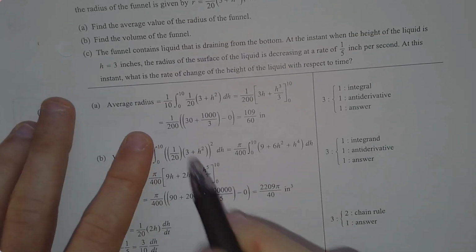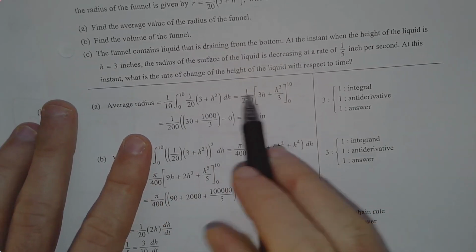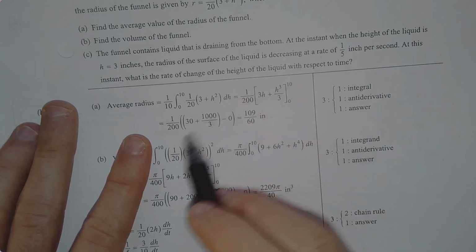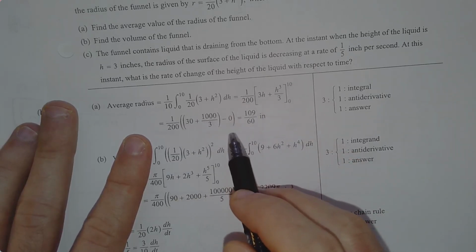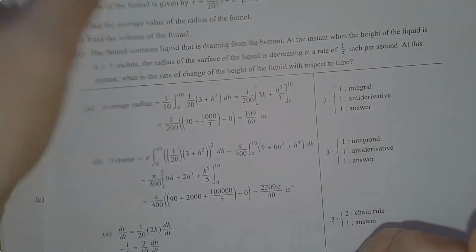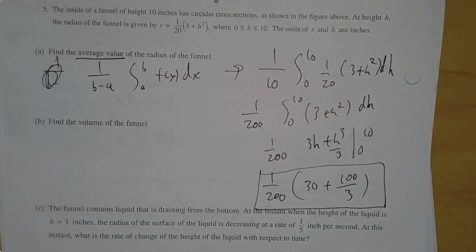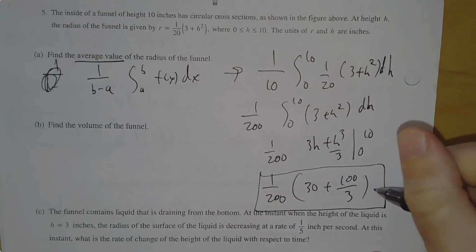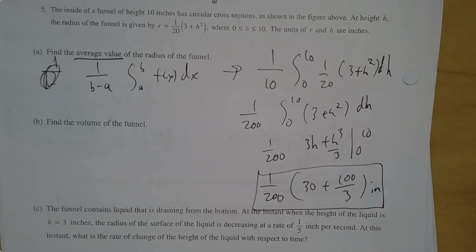Yes, average radius. They read the average formula, just like I did. DH. Yep. And they did that. They had the minus 0, but I didn't put that. And they put inches. That's probably a good idea to do. I'll go ahead and put an IN there. Okay, don't forget the units.